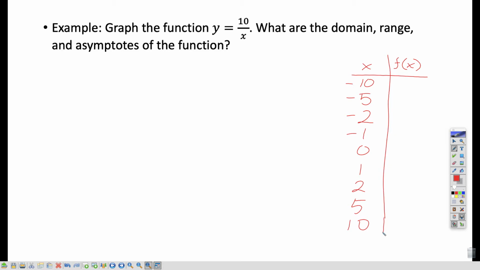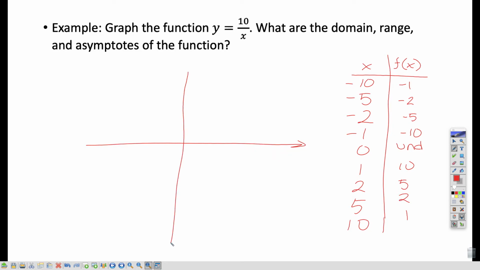Okay, negative 10, what do I get? Then negative 5, negative 2, and 0. Undefined. Why is it undefined? Because you can't divide by 0. We can't poof it away. Then 1, 2, 5, 10. So they pretty much just stay the same numbers. Right now, for this one.